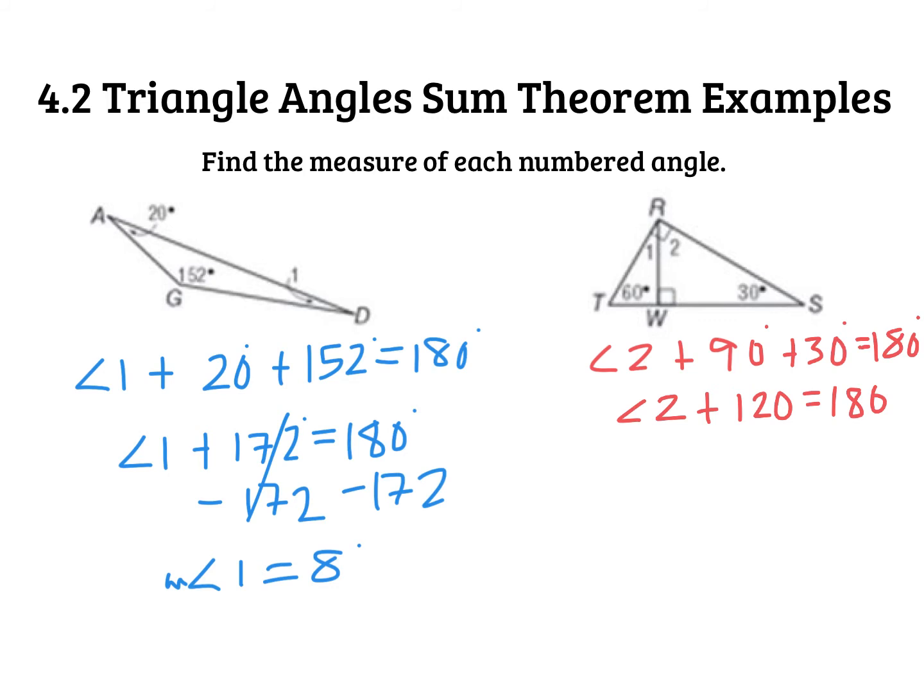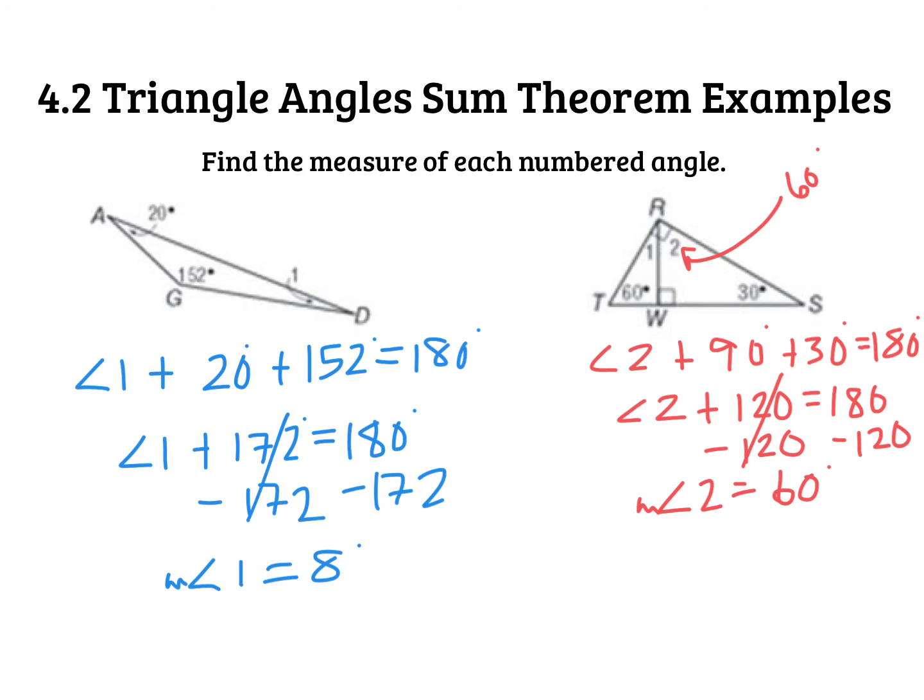And then I can solve for angle 2 by subtracting 120 on both sides. And I know that the measure of angle 2 equals 60 degrees. So this piece right here is 60 degrees. Now our goal is to find the measure of angle 1, and I'll do that in a different color.